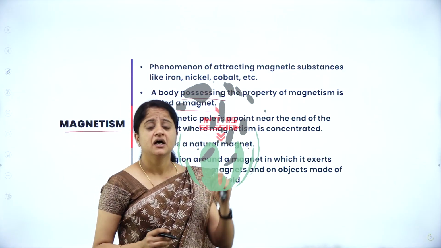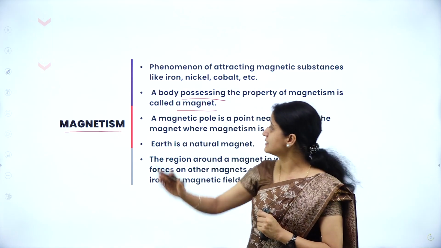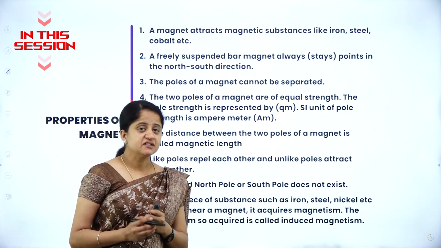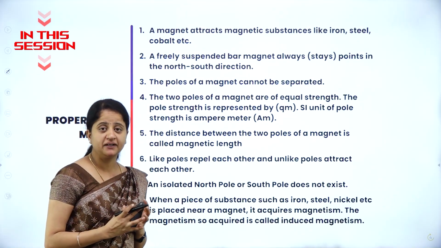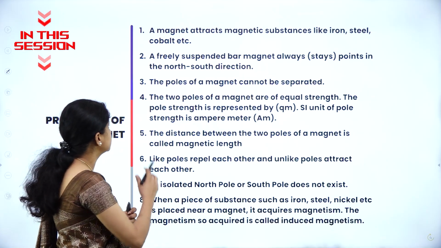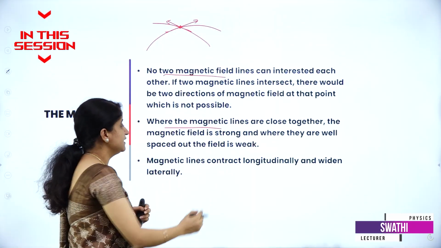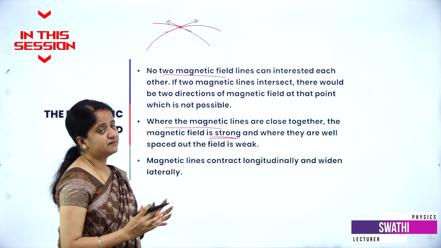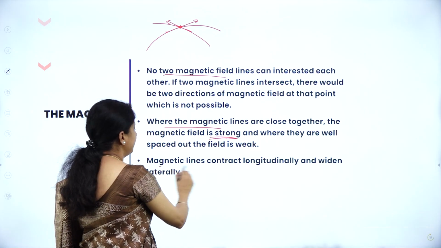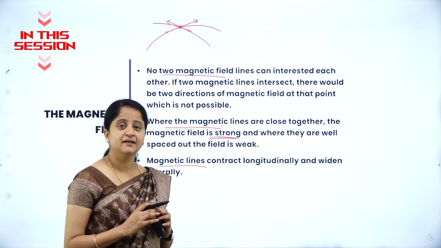Magnetism is nothing but a phenomenon of attraction. So the phenomenon of attraction of particles like iron, nickel, cobalt. These are the types of magnets. Let us know some of the common properties of magnets. What are the properties these magnets experience? Where the magnetic fields are close together, the magnetic field is strong. And where they are spaced out, we can say the magnetic field is weak. Magnetic lines contract longitudinally and widen laterally.